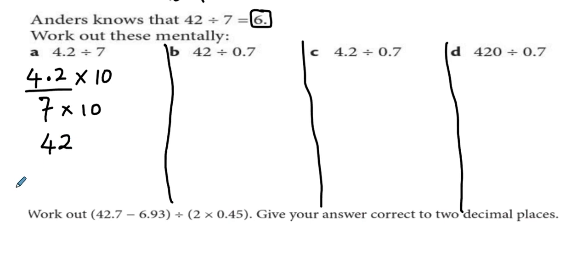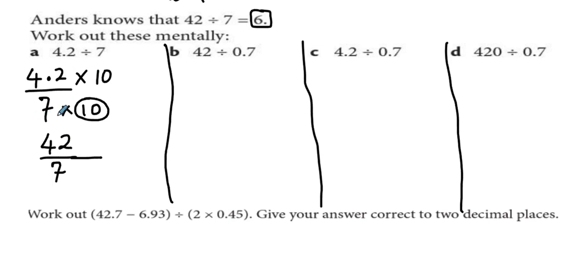See that? 42. Now, the denominator will be 4.2 times 10. The numerator is 42. Now, the denominator is 7. Can you see that? 42 divided by 7 times 10. Can you see that? So 4.2 times 10 is 42.